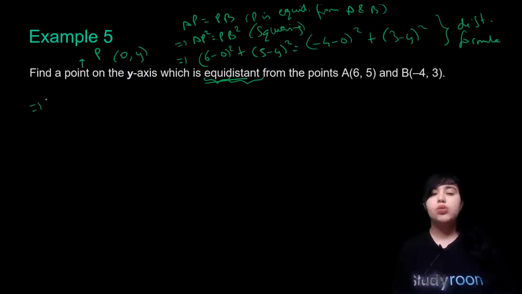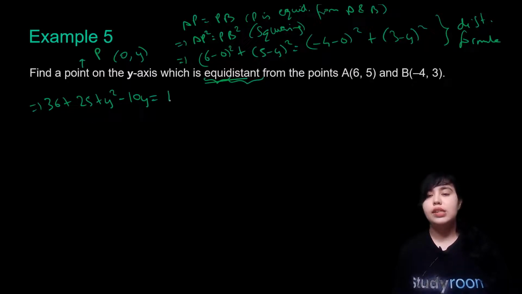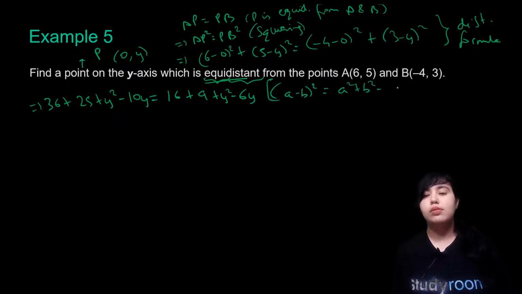Now 6 square is what? 36. Again make use of the formula (a minus b) whole square. That will give you 25 plus y square minus 10y is equal to 16 plus 9 plus y square minus 6y. Do write here the formula (a minus b) whole square is equal to a square plus b square minus 2ab. Okay, then y square gets cancelled.